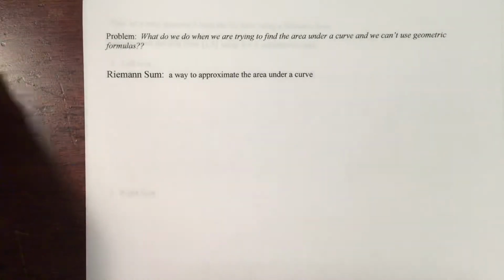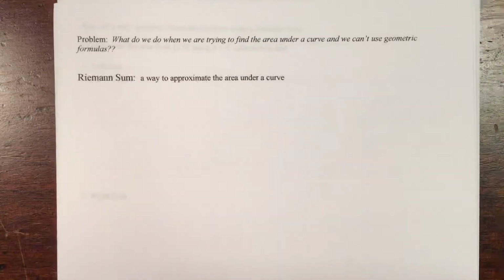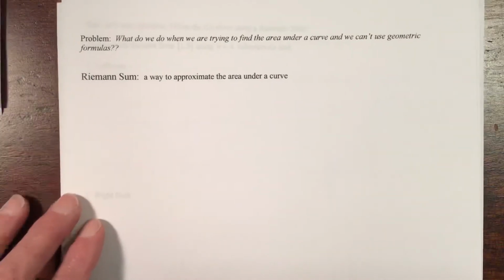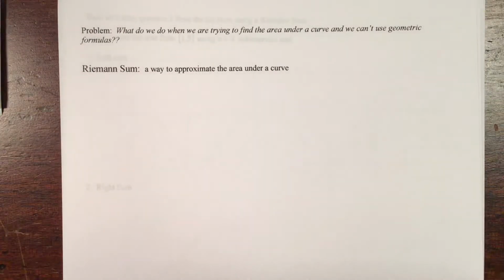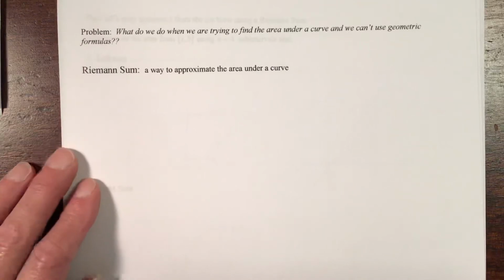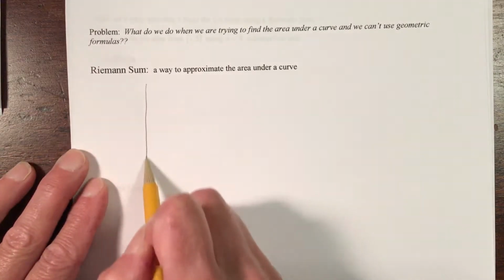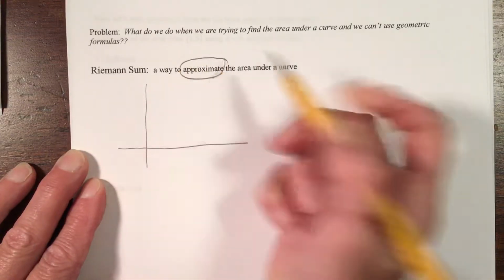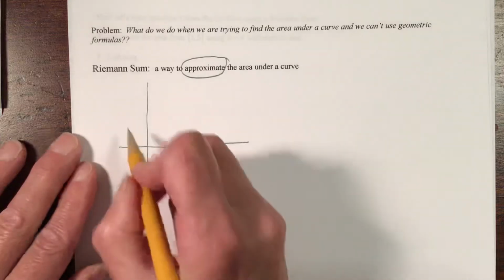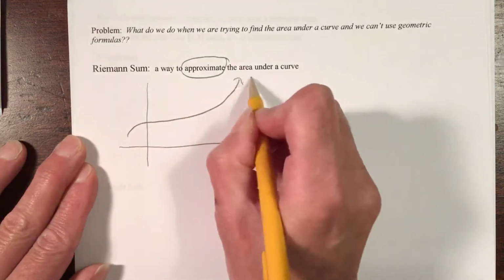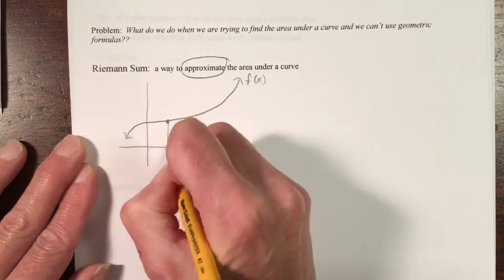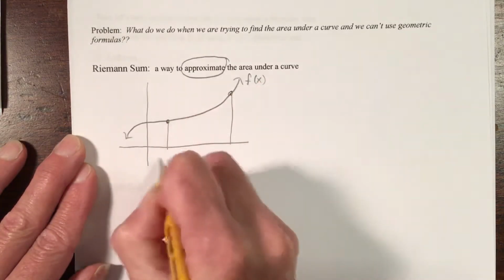So our problem from the previous page was, what do we do when we're trying to find the area under a curve and we can't use geometric formulas? Well, what we're going to do is use something called a Riemann sum. And a Riemann sum is a way to approximate the area under a curve. And again, we want to highlight, we're getting the approximate area. So let's say we have some given function, some curve, who knows what it is. And we want to calculate the area from A to some B.